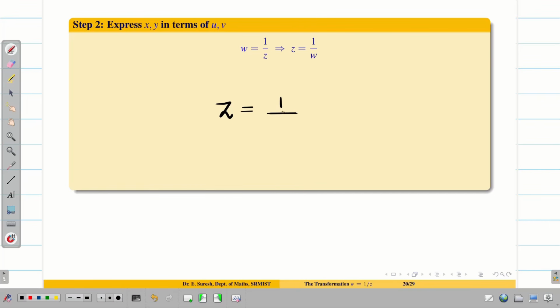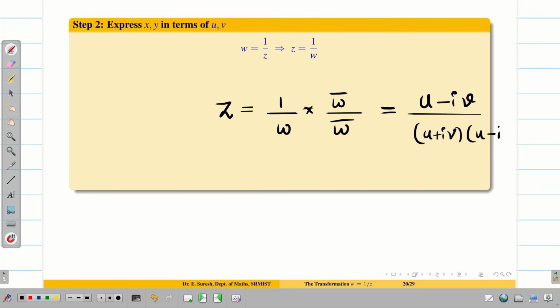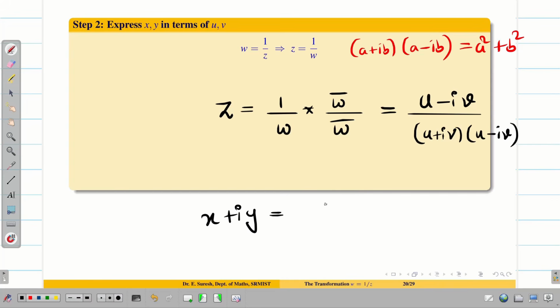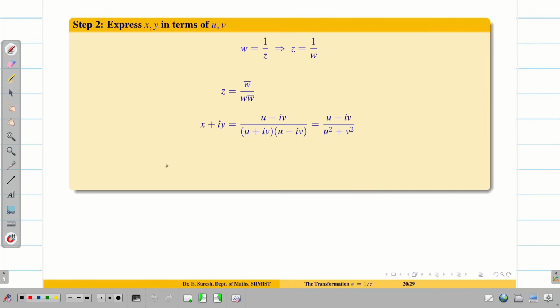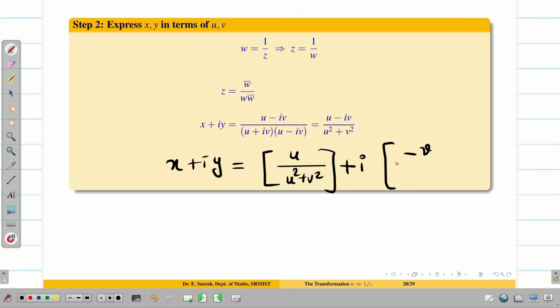So now the complex number should not be in the denominator. I have to multiply and divide by its conjugate W bar. W bar is U minus IV. In the denominator we have U plus IV into U minus IV. We know that A plus IB into A minus IB is A square plus B square. And substituting the Z value as X plus IY and rewriting this, we get U minus IV divided by U square plus V square. Now simplifying this, X plus IY is equal to U by U square plus V square plus I bring the minus V to the numerator divided by U square plus V square.